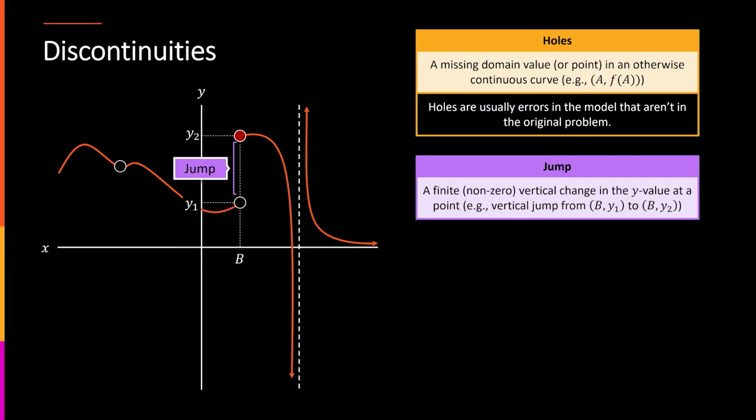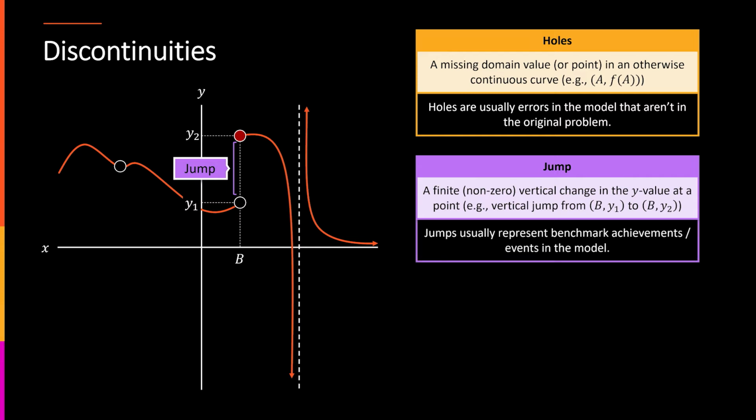So the jump discontinuities, again, are exactly what you would intuitively think, it's just a little weird to write down. It's when you have this non-zero vertical change in that y value at a specific x value, right? Now, typically in a real-world scenario, these jumps represent some sort of benchmark event. So I have here benchmark achievement, but it could, I guess, theoretically be a benchmark failure or something. But it's sort of you hit some threshold that triggers something in the model.